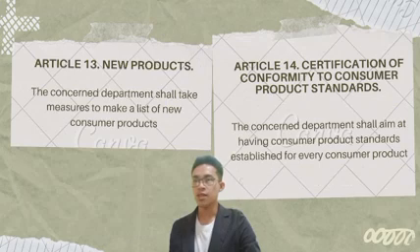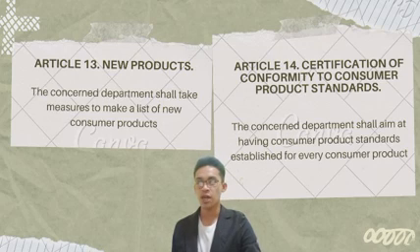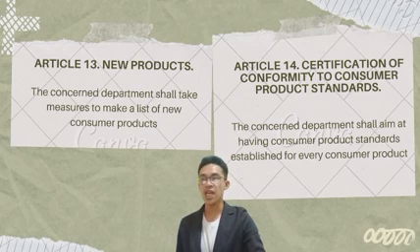Article 13, the new products. The concerned department shall take measures to make a list of the new consumer products and to cause the publication by the respective manufacturers or importers of such products and the list thereof together with the descriptions in a newspaper of general circulation. So for the new products, the department will take a measure upon the publication by the respective manufacturers or the importers.